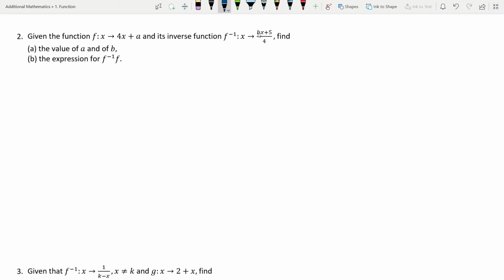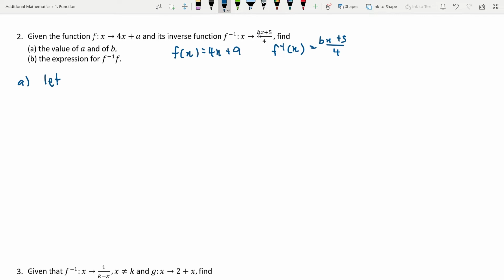Question 2. Given the function f: x maps to 4x plus a and its inverse function f inverse: x maps to (bx plus 5) over 4. f(x) is 4x plus a, and the inverse function of f is equal to (bx plus 5) over 4. A. Find the value of a and of b. Since we are given the function f and f inverse, we need to find the f inverse ourselves, and then we compare the answer with the given f inverse to obtain our a and b.